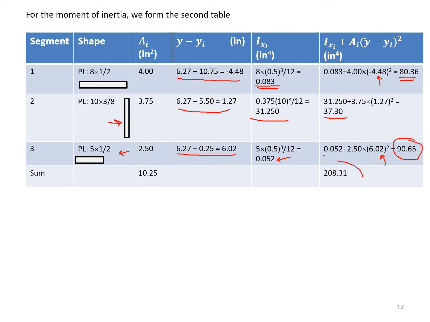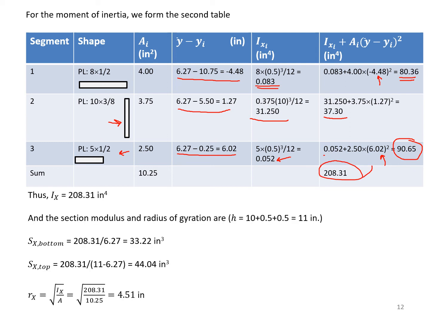So when you add the 3, you get a total moment of inertia. So in summary, we get our moment of inertia. The section moduli are obtained pretty much the same way as before, knowing that the overall height is 11 inches: 10 inches for the web, half an inch for the top plate, half an inch for the bottom plate. And again, notice that in this case, we have h minus y bar here and y bar in here. Turns out that with respect to the bottom, we have a much smaller section modulus, which is more critical. And again, our radius of gyration is computed accordingly as 4.51.